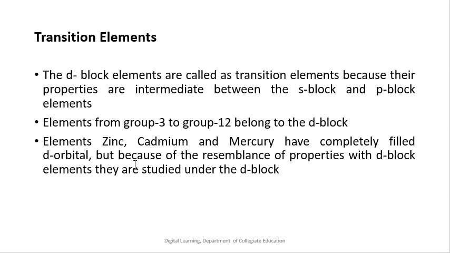According to the definition of d block elements, they are the elements which have an incompletely filled d subshell. But elements like zinc, cadmium and mercury have a completely filled d orbital. That is, zinc has 3d10 configuration, cadmium has 4d10 configuration and mercury has 5d10 configuration. But these elements resemble the d block elements a lot in their properties, and so they are studied under this block to maintain a rational classification.